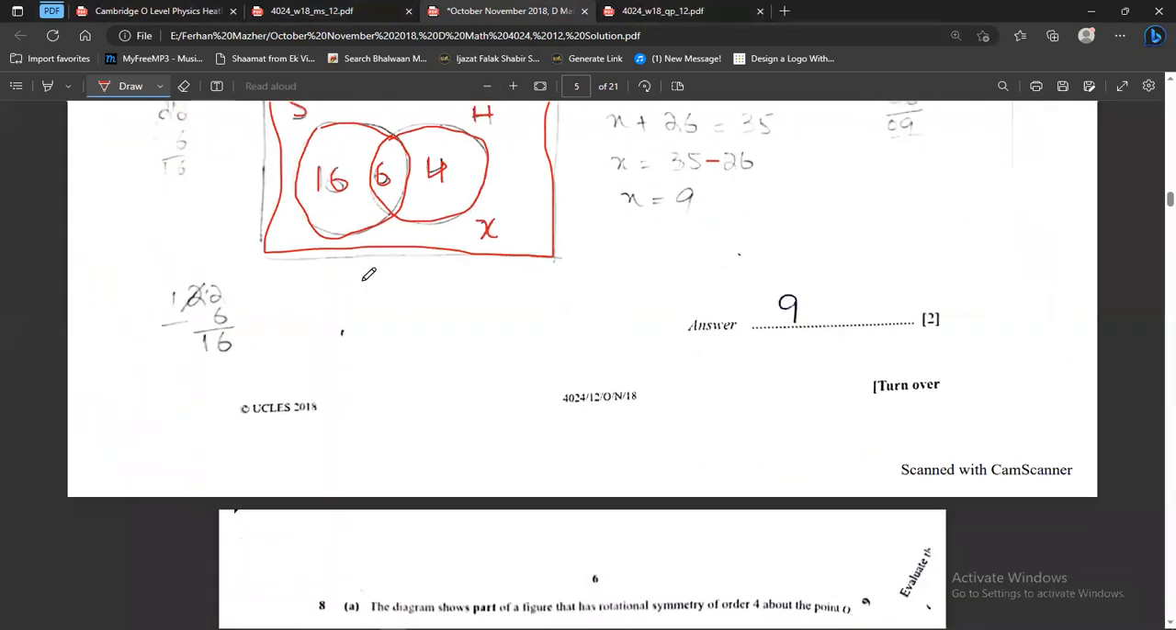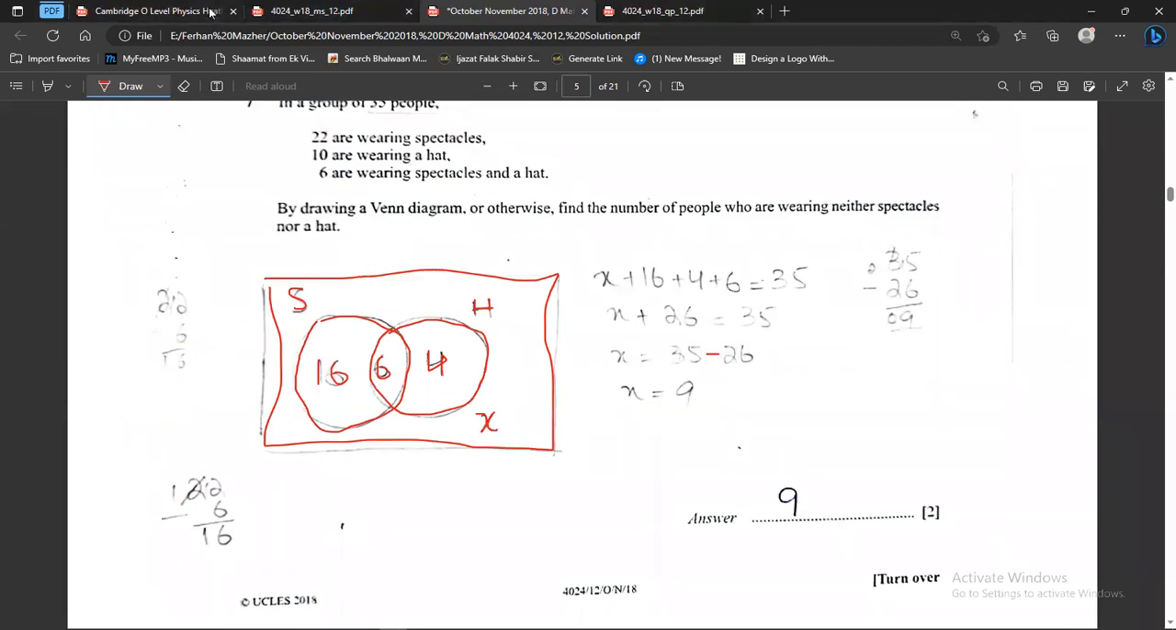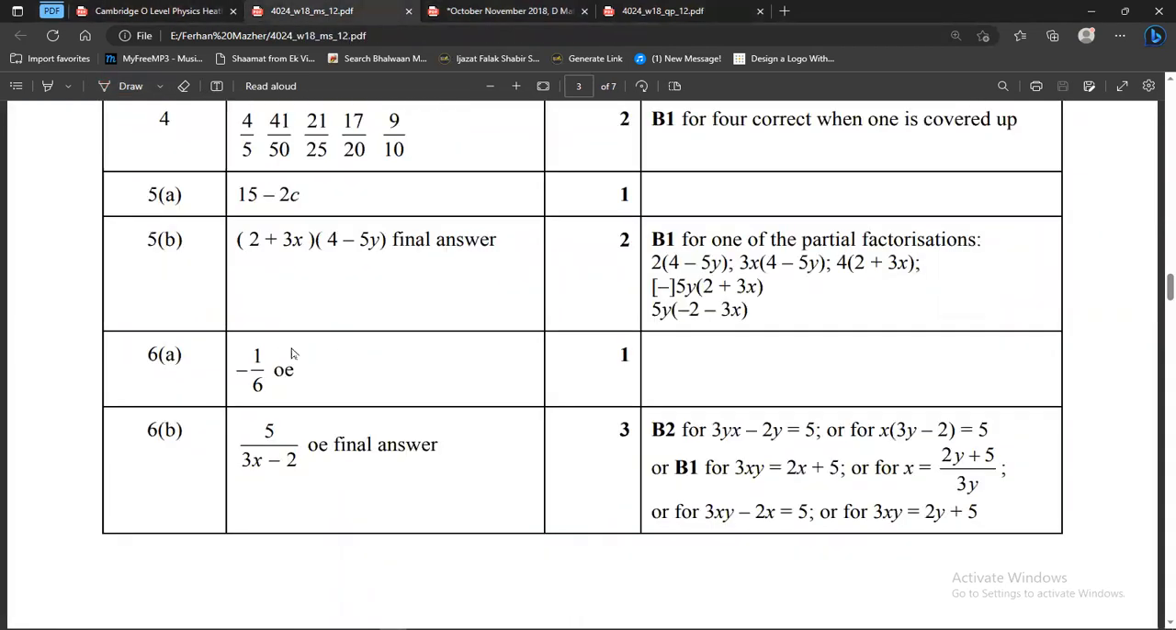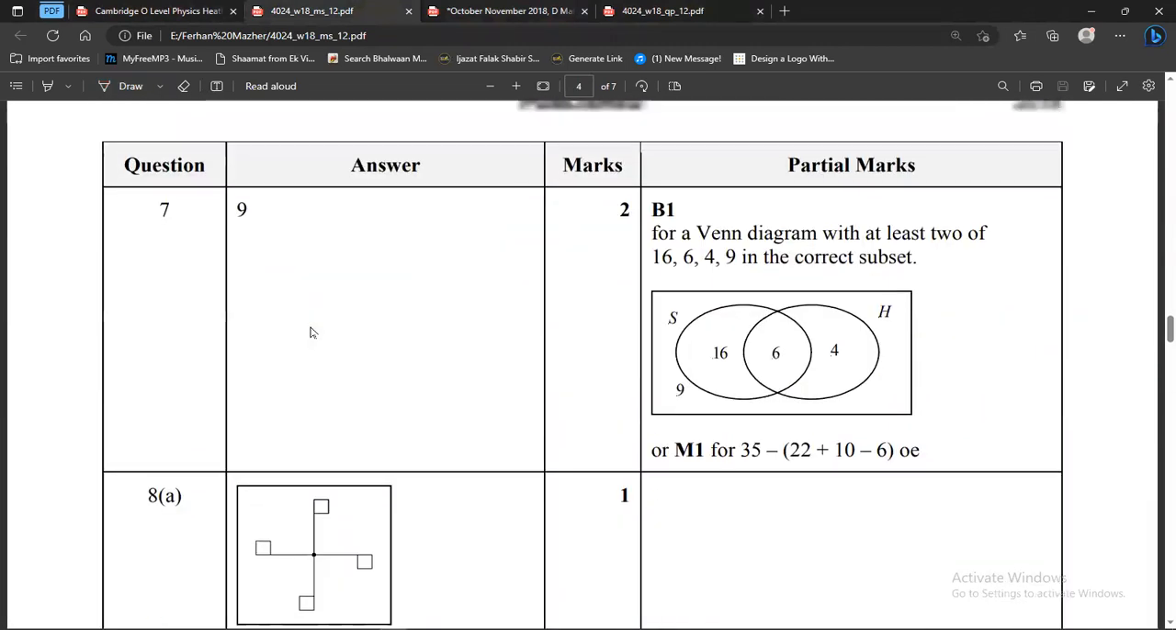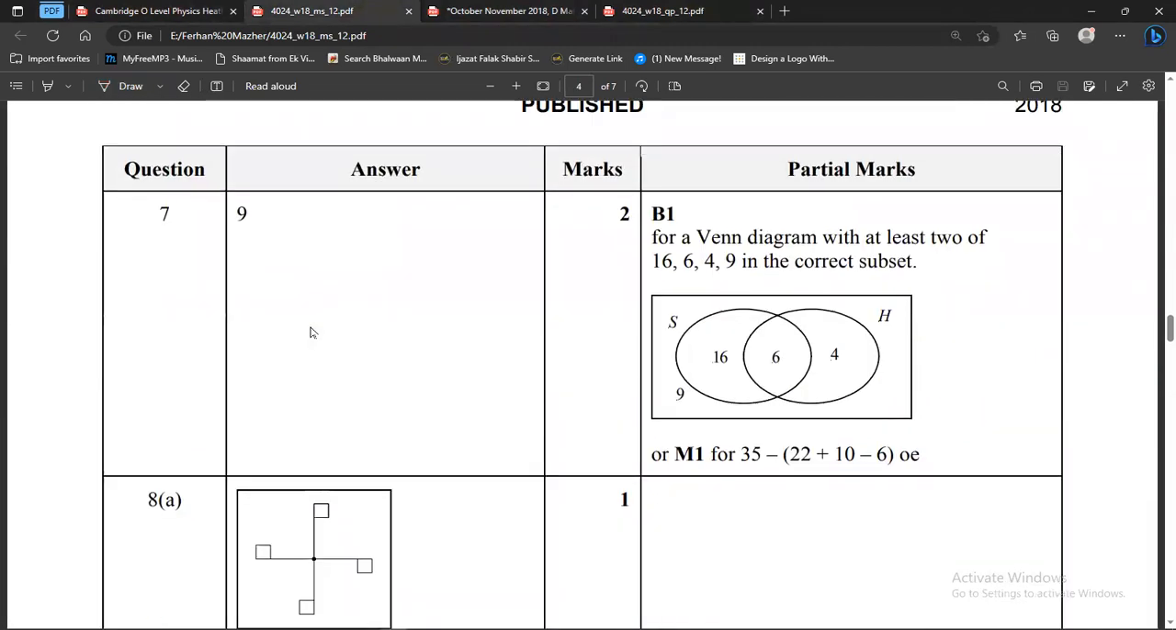So my answer is 9. I hope you understand this question. And let's check. And my answer is, the answer is 9.